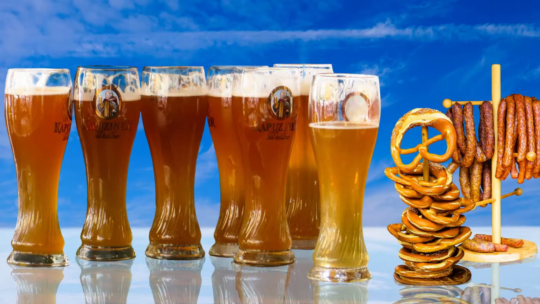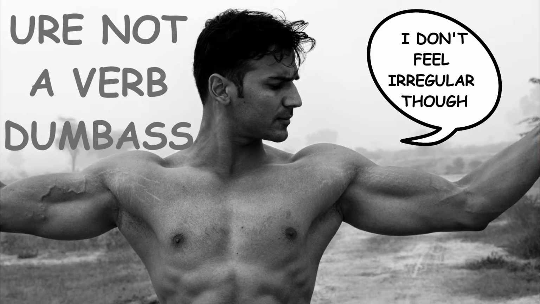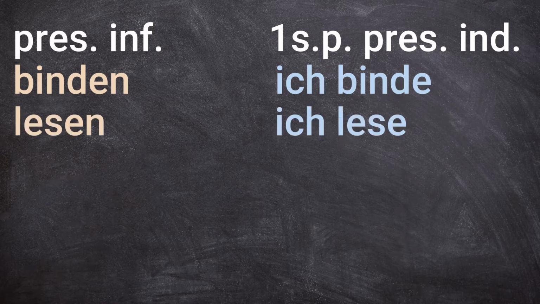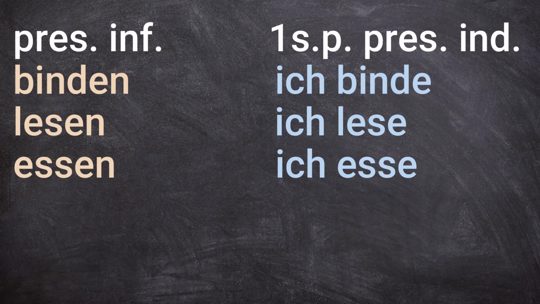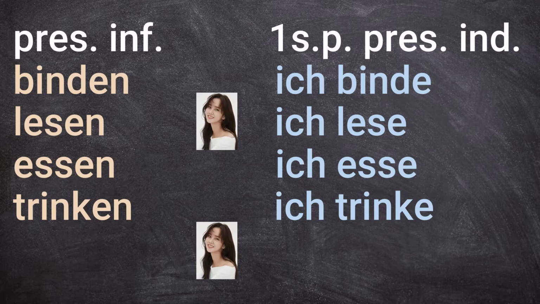This verb is not regular. In fact, the root should not be different, switching from the present infinitive to the first singular person of the present indicative. In German, most verbs, even strong verbs, which are usually considered irregular, follow this simple pattern. Binden, present infinitive. Ich binde, present indicative. Lesen, ich lese. Essen, ich esse. Trinken, ich trinke. And so on.